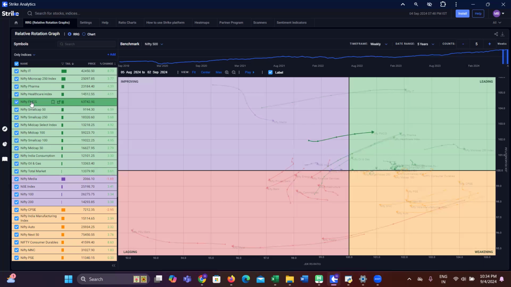Nifty FMCG, again, good momentum, right? Now coming back to the second question on how we filter the ideas based on the RRG chart. As I mentioned before, you need to look at it as a top-down approach. Look at the indices first, which index is doing well, and look at the underlying stocks within that index. This is how you identify ideas from the RRG chart.